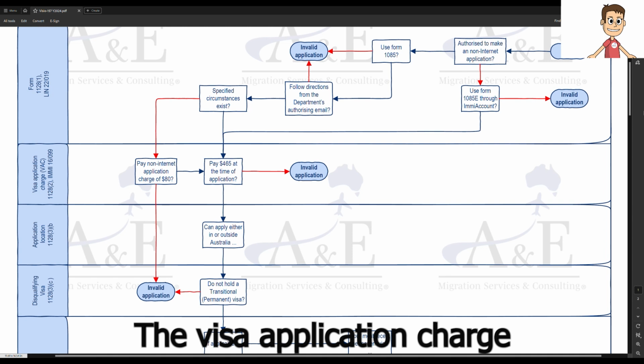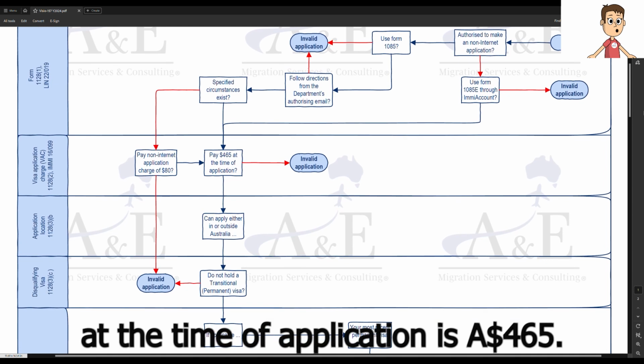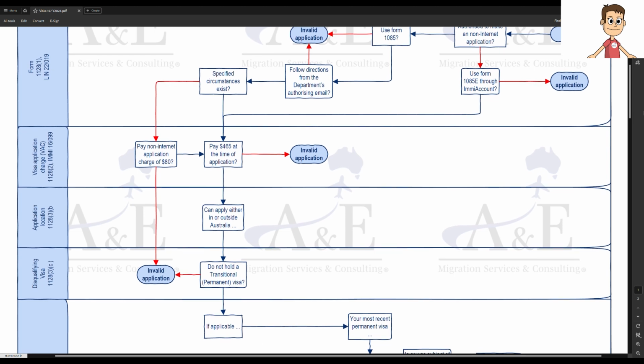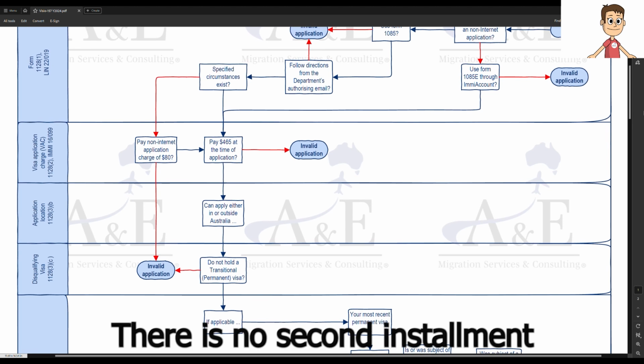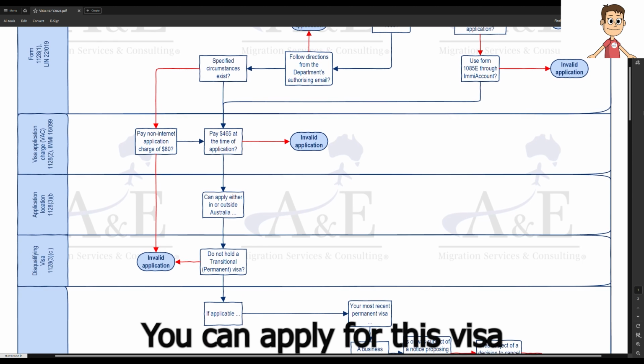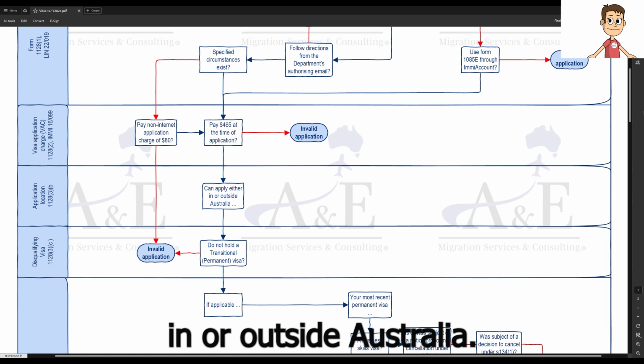The visa application charge at the time of application is $465 as of the 10th of May 2024. There is no second installment of the visa application charge. You can apply for this visa in or outside Australia.